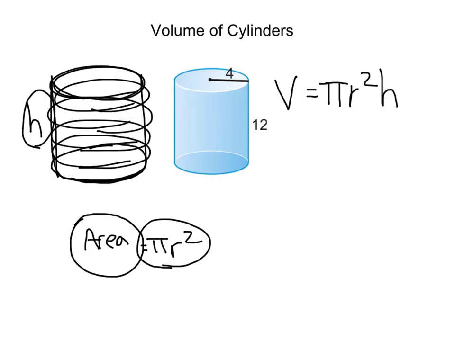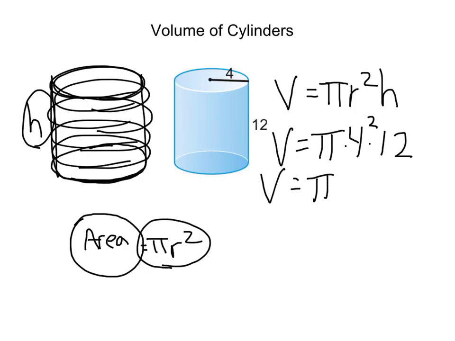All right, so let's go ahead and do this one. Our volume is going to equal pi. The radius of our circular base, the circular part of the cylinder, is 4. So that's going to be 4 squared. And then the height of this cylinder is 12. And then we follow order of operations. We're going to square the 4 first, then we'll multiply everything. So 4 squared is 16.